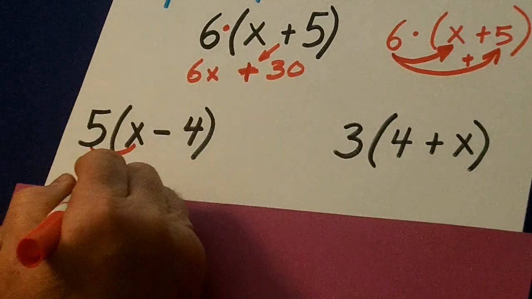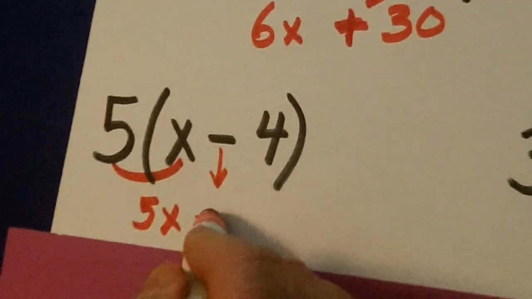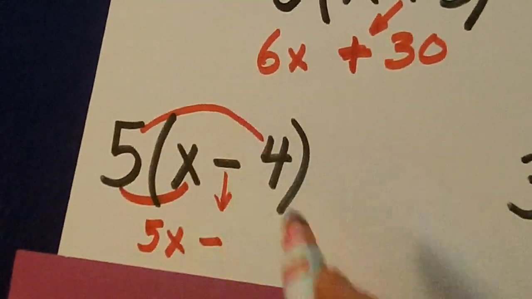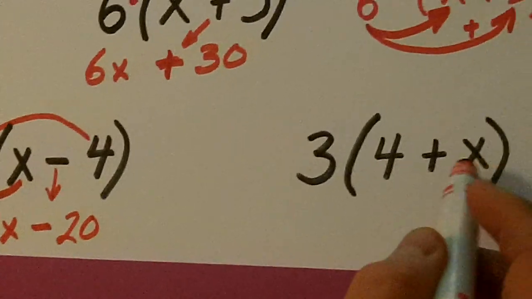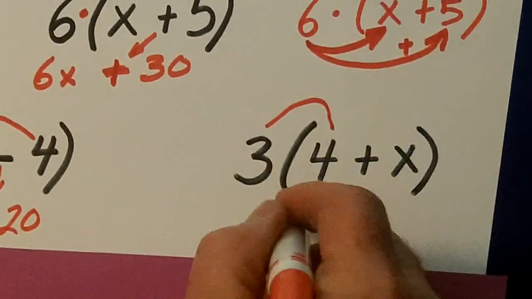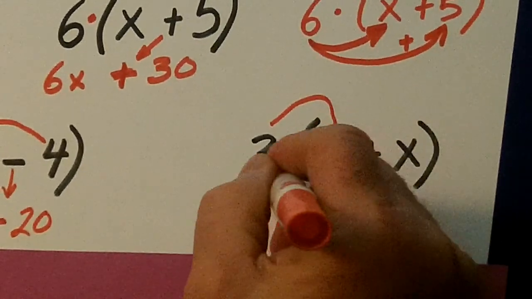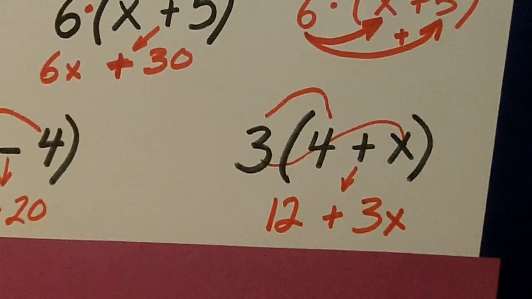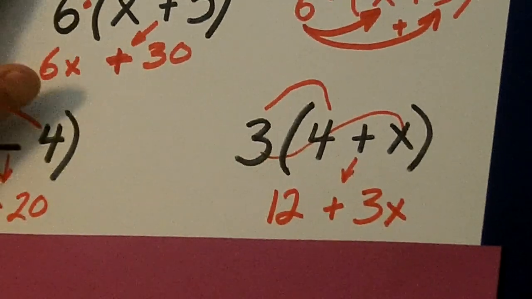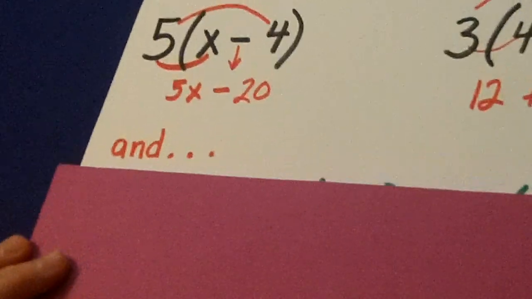5 times x is 5x. Bring down the minus sign. 5 times 4 is 20. Let's go to here. 3 times 4 is 12. Bring down the plus sign. 3 times x is 3x. See how that works?